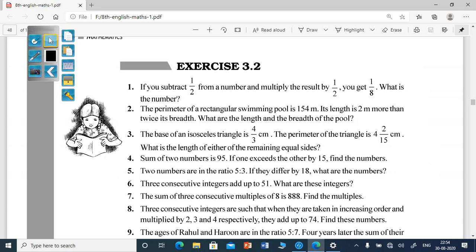Dear students, let us solve some statement problems based on linear equations in one variable. See exercise 3.2. The first question is, if you subtract half from a number and multiply the result by half, you get 1 by 8. What is the number? Let us solve this question now.